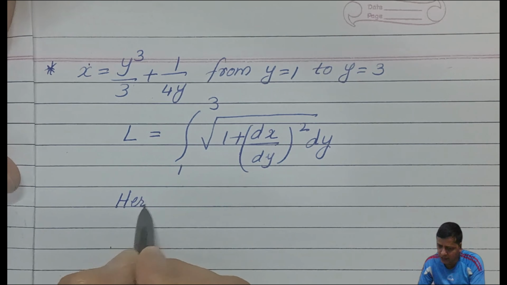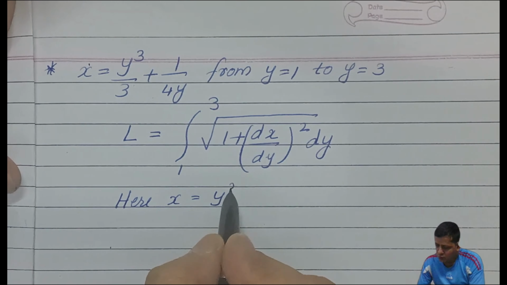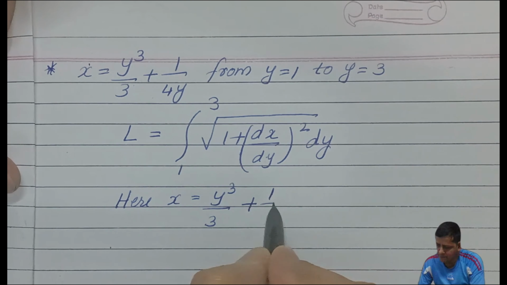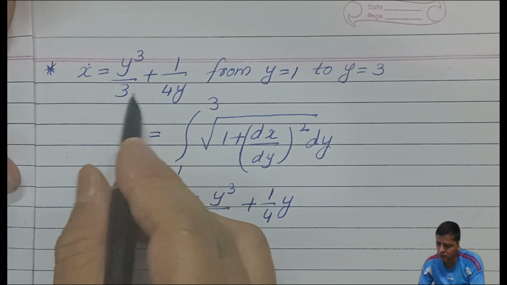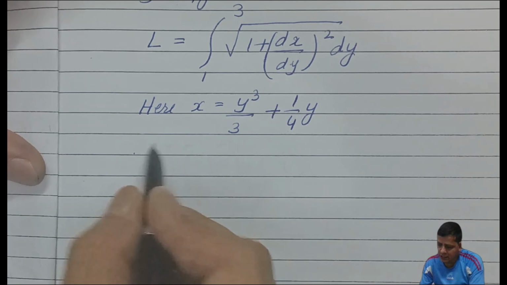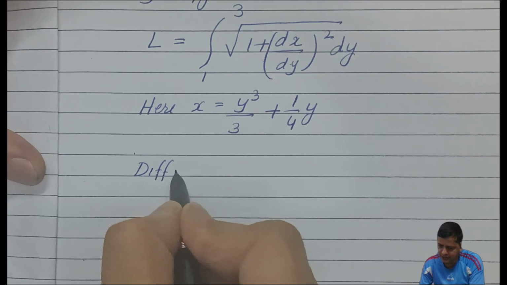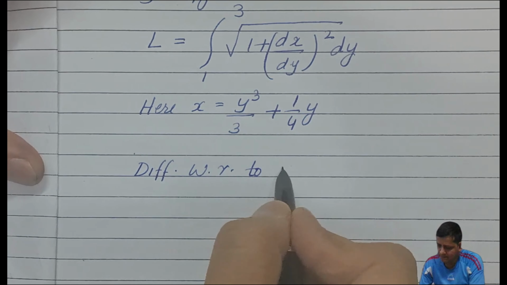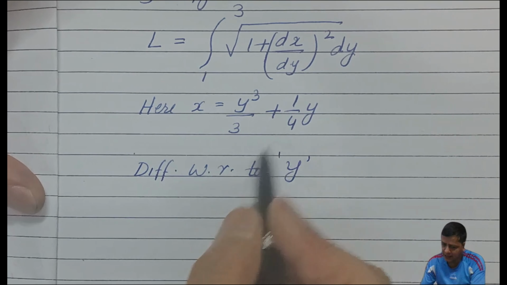So let's start here. We have x equal to y cube by 3 plus 1 by 4y. That's what is given over here. You can put this y over here also, it's the same thing. So that's what the question asks. Whenever the value is given, we differentiate. We differentiate with respect to y because it's given in y.